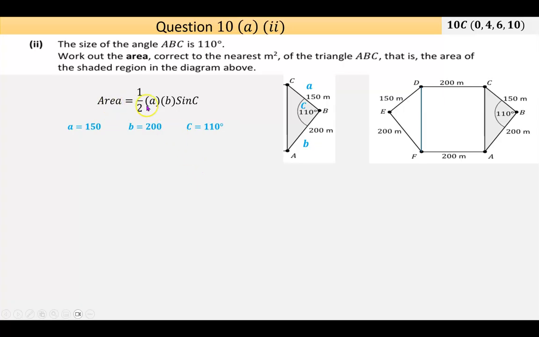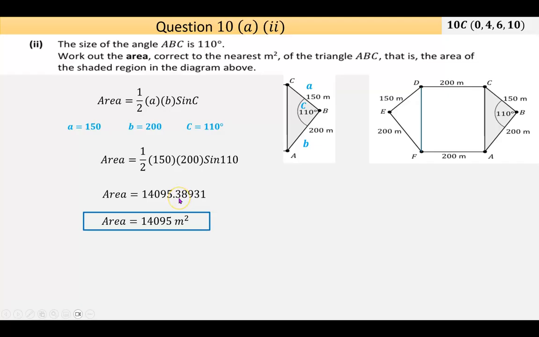So this formula initially has 4 things. I know 3 of the 4, so it is solvable. I substitute my values instead of the letters and put that through the calculator. I got an answer of 14,095.38, whatever. But the question does say round that to the nearest meter squared. The 3 is what matters. The 3 is less than 5, so the next number stays the same. The answer is 14,095 meters squared. And again, I include the units. And that's it. So a nice handy 10 marks if you're familiar with using this formula and can interpret what they're asking.